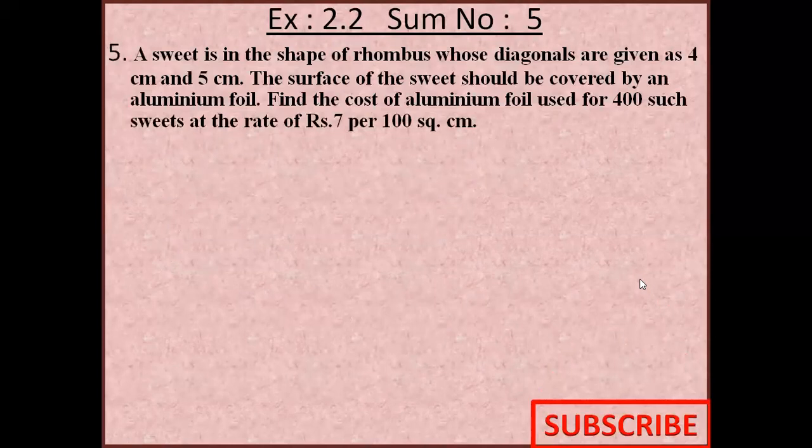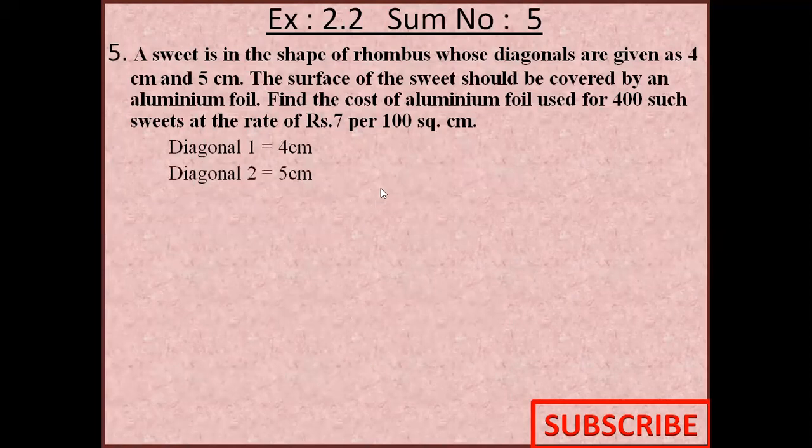Fifth one, a suite is in the shape of a rhombus whose diagonals are given as 4 centimeters and 5 centimeters. The surface of the suite should be covered by an aluminum foil. Find the cost of aluminum foil used for 400 such suites at the rate of rupees 7 per square centimeter. So here, the lengths of the diagonals are given. Diagonal 1 is 4 centimeters and diagonal 2 is 5 centimeters.